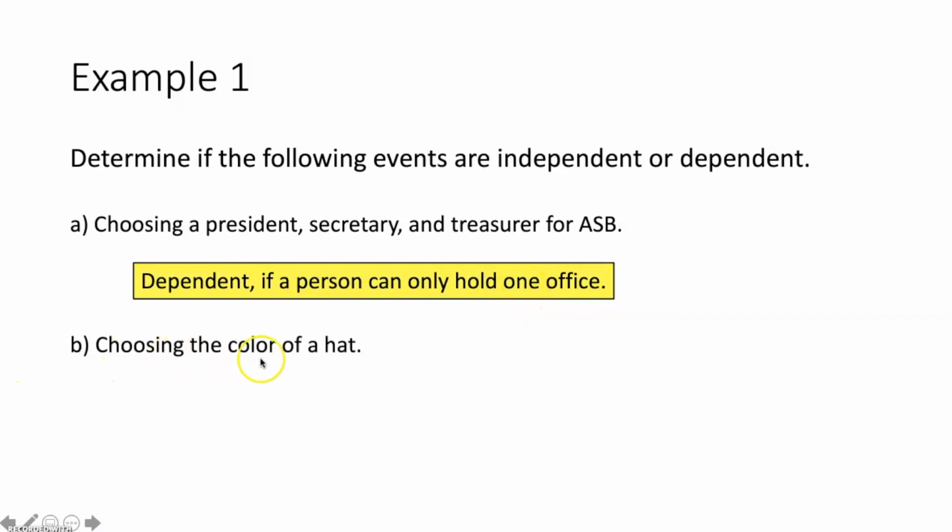Part B, choosing a color of a hat. So when you are choosing a color of a hat, you have the entire visible spectrum to choose from, and your choice of the color of the hat does not affect anything else, any subsequent choices of colors for a hat. So choosing the color of a hat would be considered an independent event.